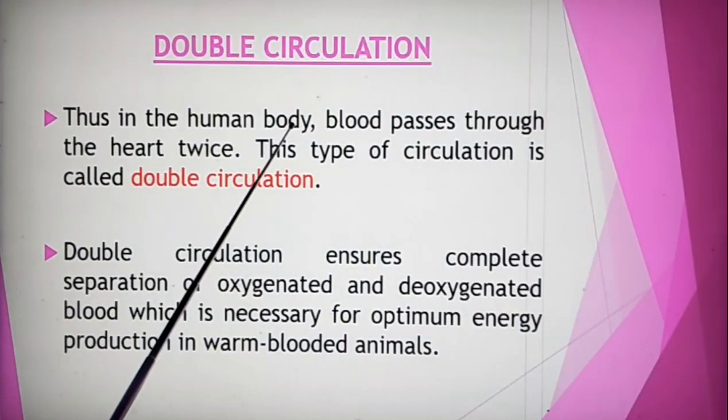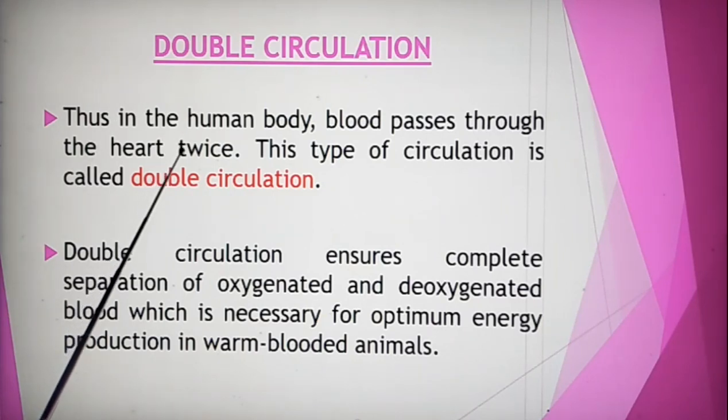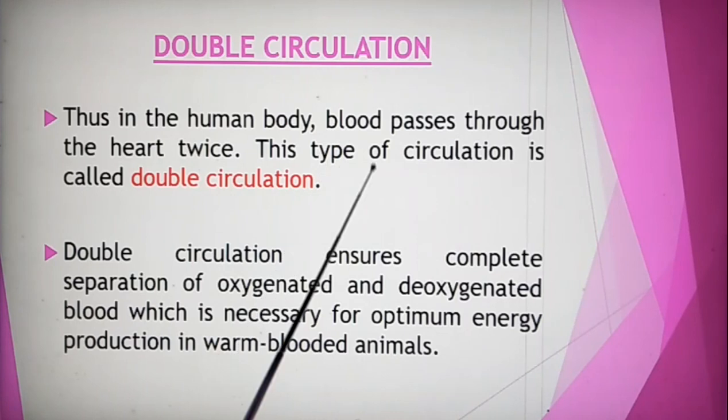Thus, in the human body, blood passes through the heart twice. You have seen it already. In one circulation, what happened? In a single circulation, the blood passes through the heart twice. This type of circulation is called double circulation. One mark question for the examination: what is meant by double circulation? In the human body, blood passes through the heart twice. This type of circulation is called double circulation.